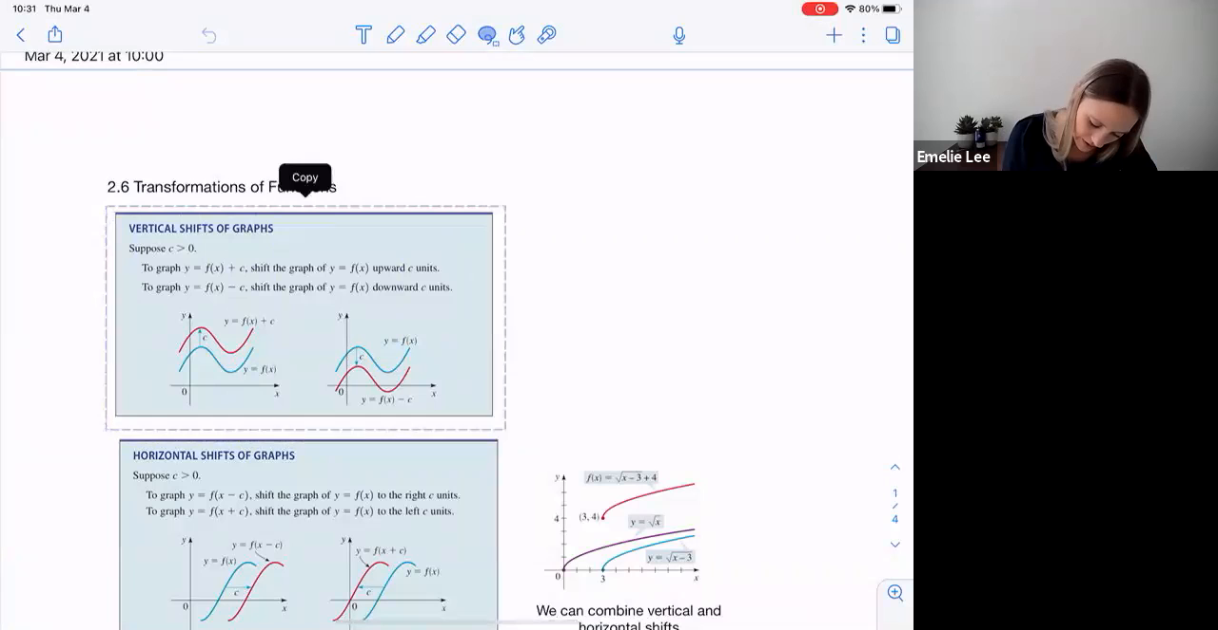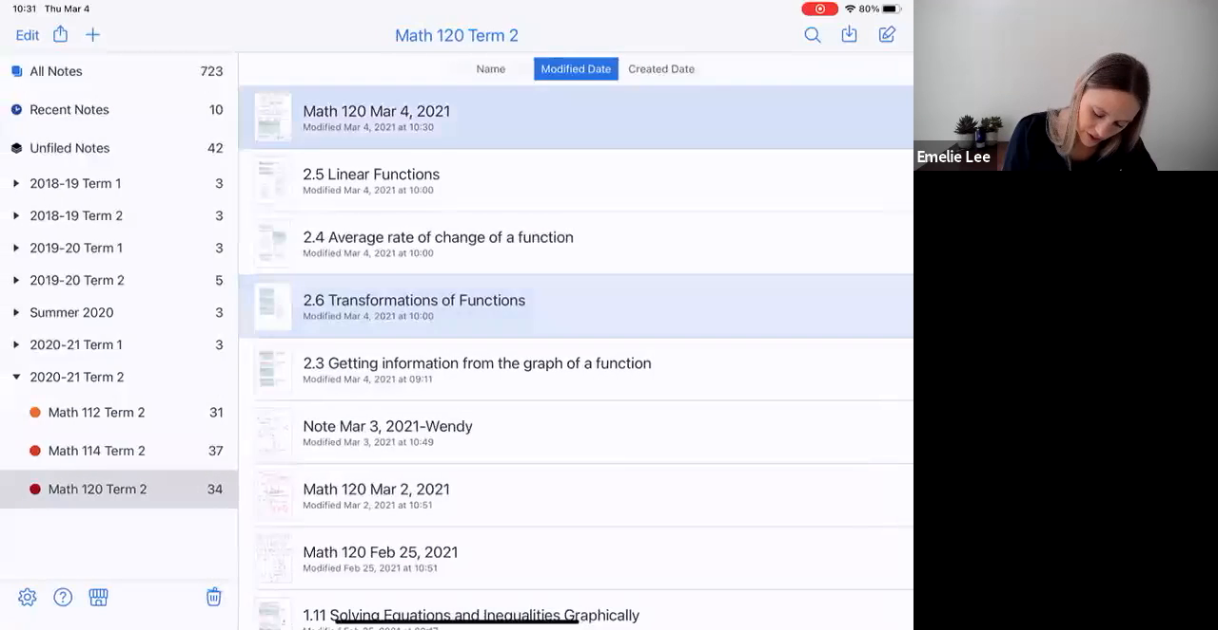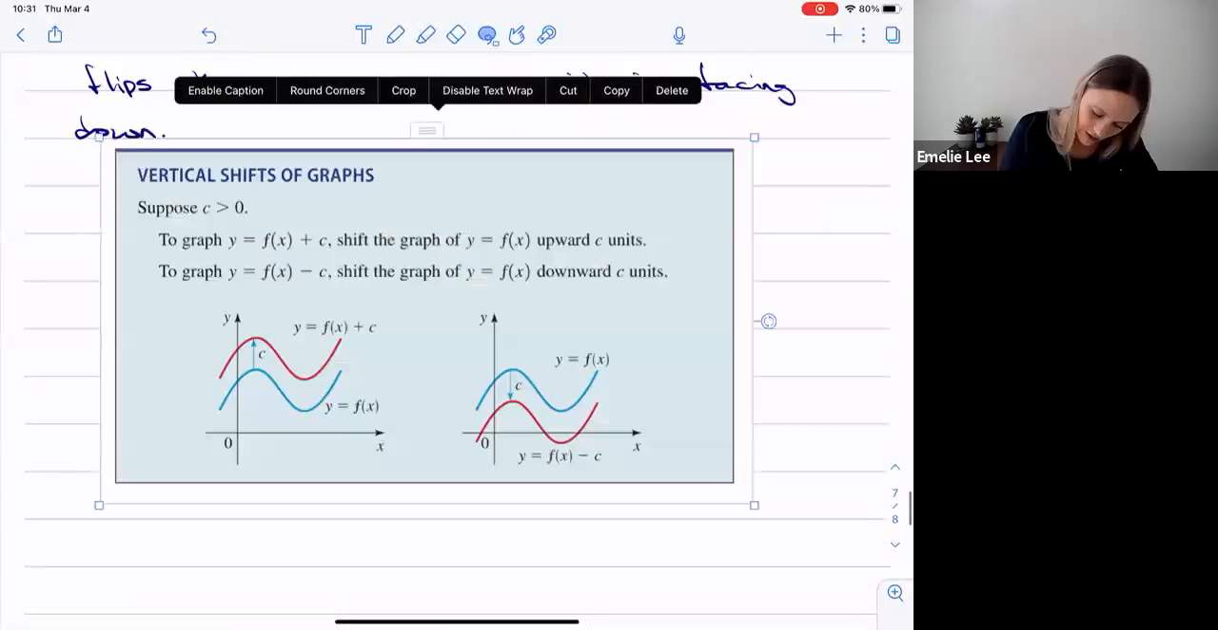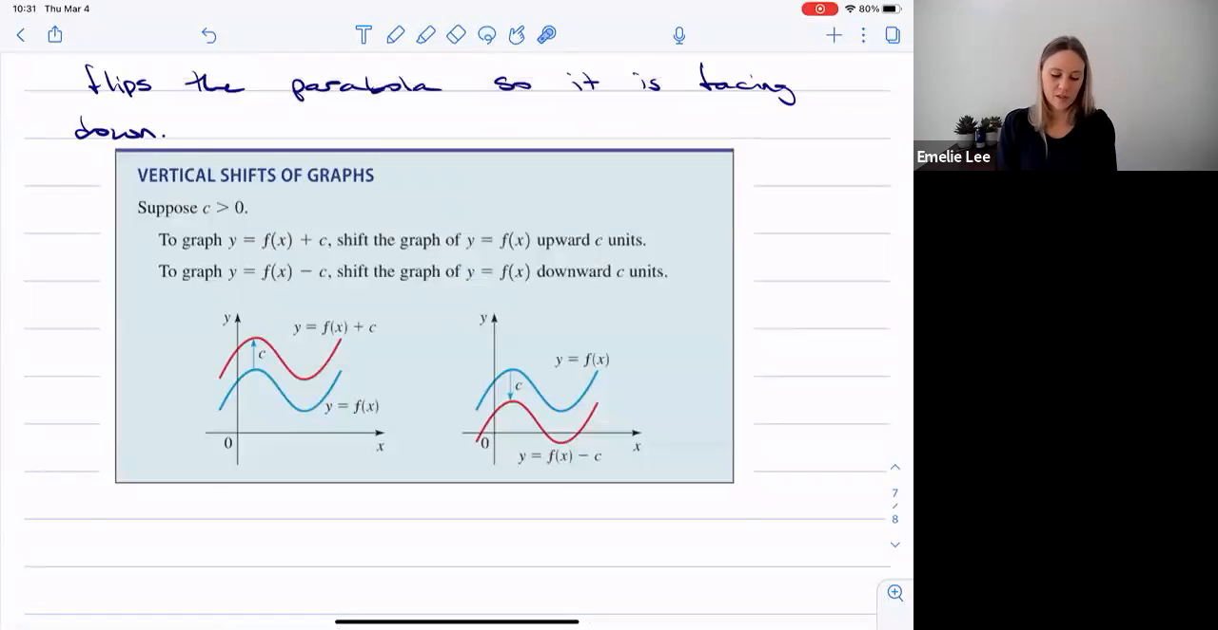So let's see here. First thing we want to talk about is just the vertical shift. Okay, so we can have a vertical shift. First thing we're going to assume, and you would anyways, is that c is greater than 0. Otherwise it makes it weird, right? If you add a negative number, it's subtracting. So we're just going to assume that c is positive.